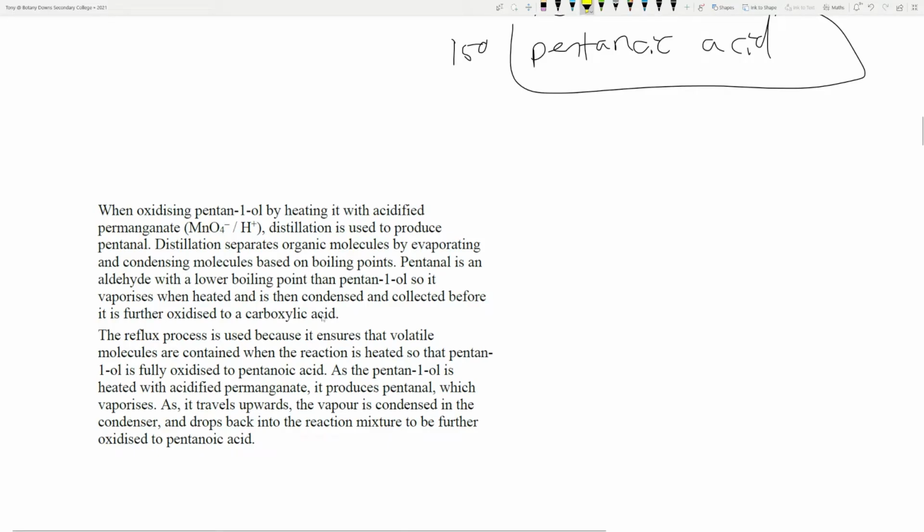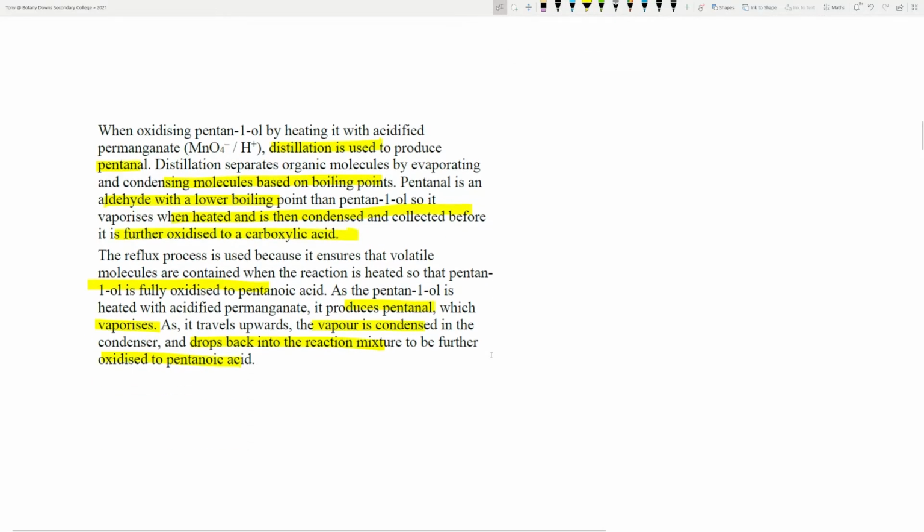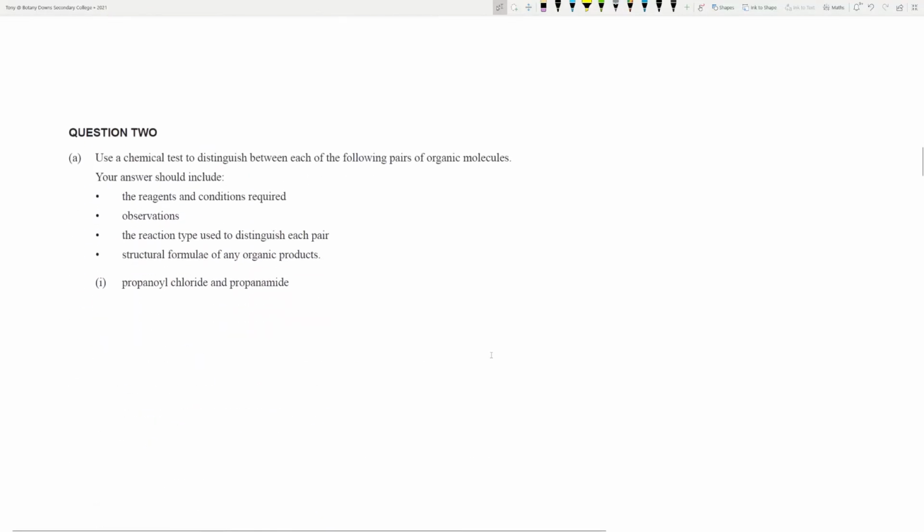So we can look at the answers here. When oxidizing, distillation makes pentanal, because you are heating and condensing based on the boiling point. Because the aldehyde has a low boiling point, it is heated and condenses back here. With reflux, you want to make sure it's fully oxidized. It produces pentanal, which vaporizes, goes up, and then condenses back, and can be further oxidized. So it's giving it a chance to react more fully, and sometimes the reflux reaction requires hours and hours just to make sure everything has reacted.